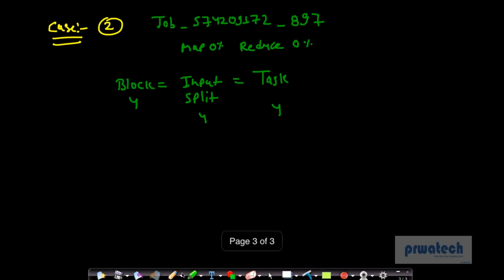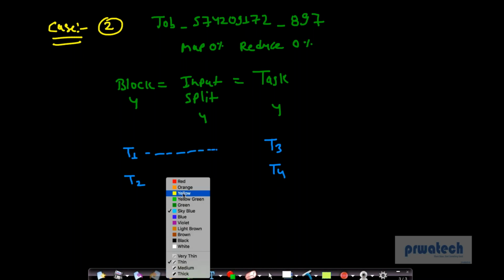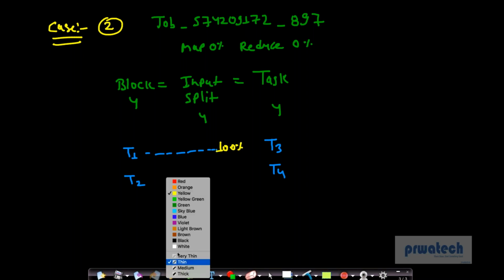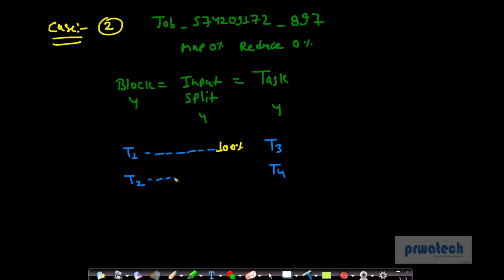So what is my current progress state? T1, T2, T3, T4. T1 is completed 100%. T1 is all done, 100%. T2 is somewhere at 70%.